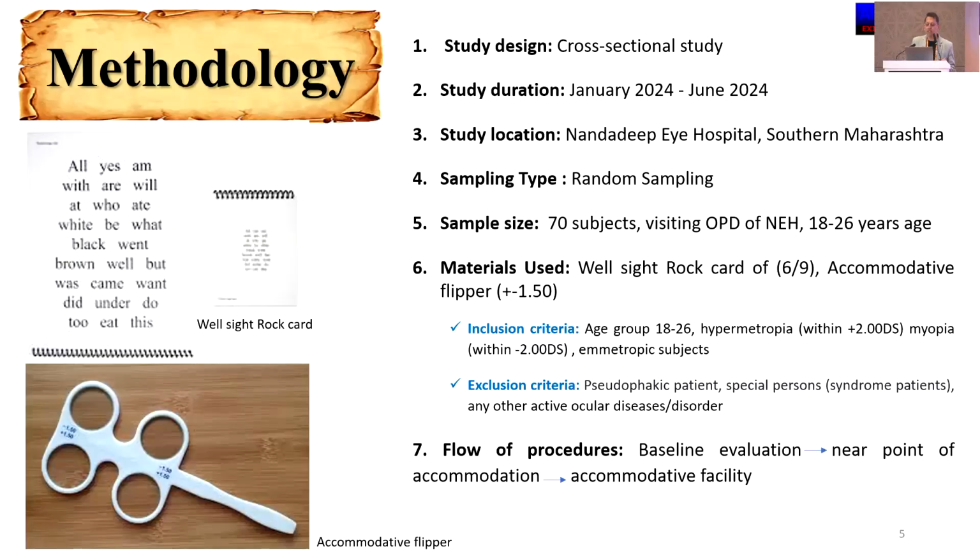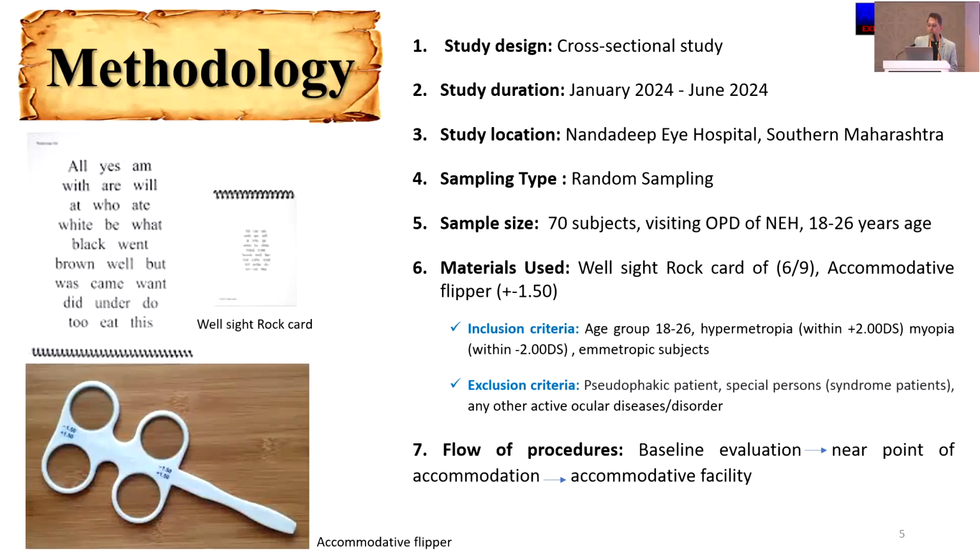So this is a cross-sectional study done over a period of 4 years. The study location was Nandadi Pai Hospital, Maharashtra. Sampling was random. We selected 70 subjects who were visiting the OPD of the hospital. They were not having any symptoms related to accommodation. Materials used were a Snellen near vision card of 6/9 acuity and an accommodative flipper. We excluded all patients who were pseudophakic or had other problems in the eye.